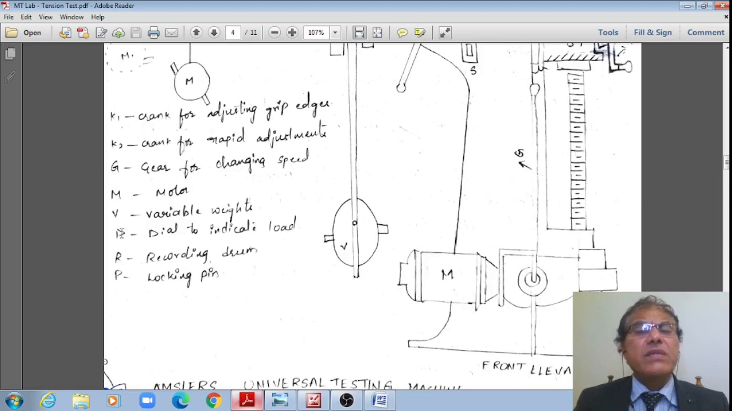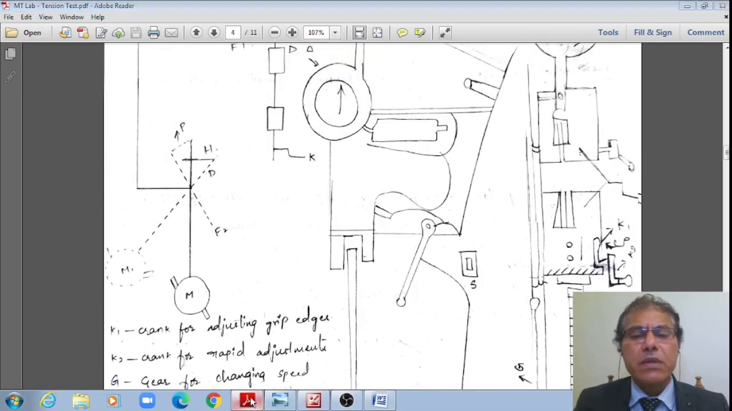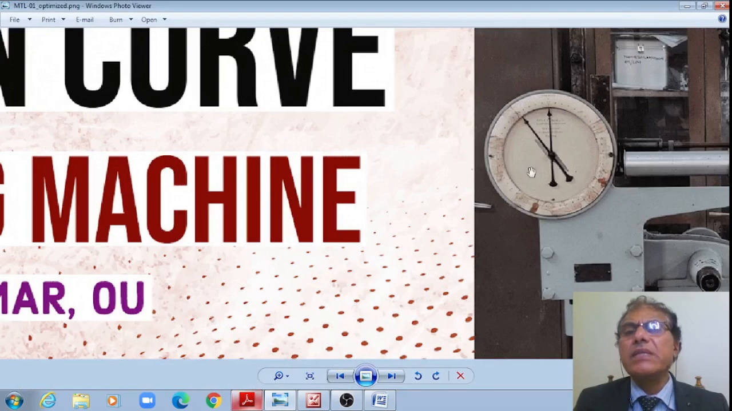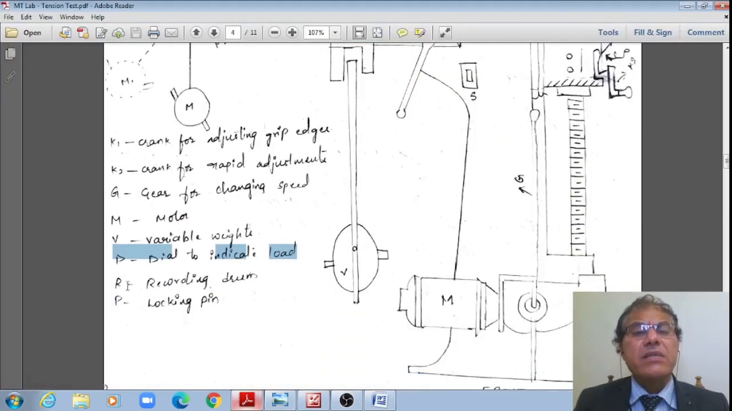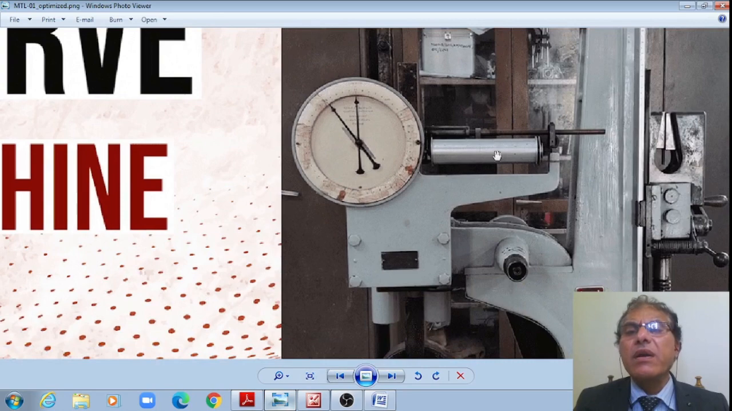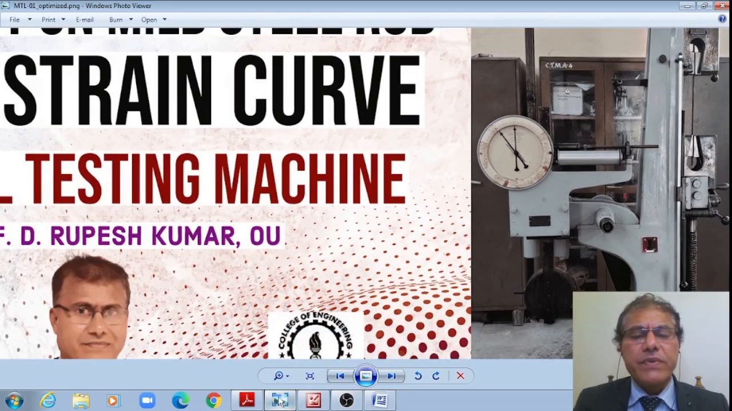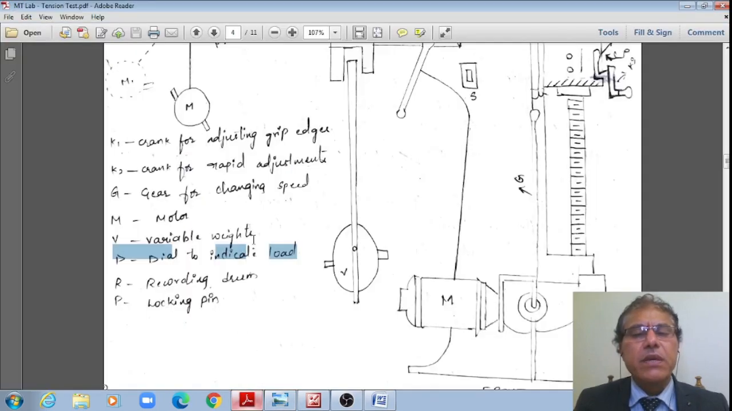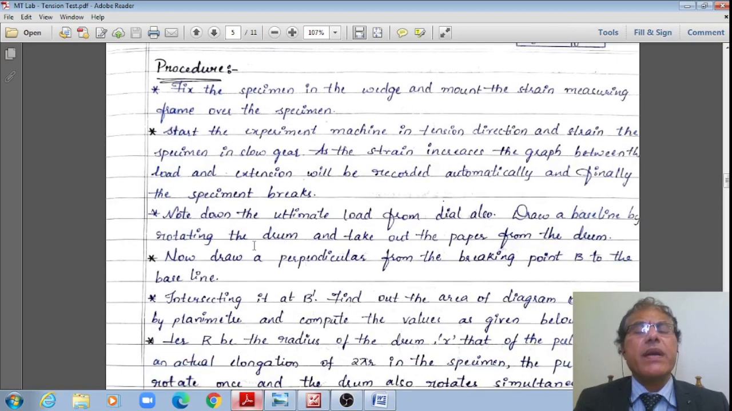And next one is the dial for indicating the load. Let me show this. This is what D is, a dial for indicating the load. And R is the recording drum, and P is the locking pin. This is the recording drum, which was already shown. Thus we have seen the different components of this AMSLA universal testing machine. Now let us see the procedure, students, at a quicker pace.